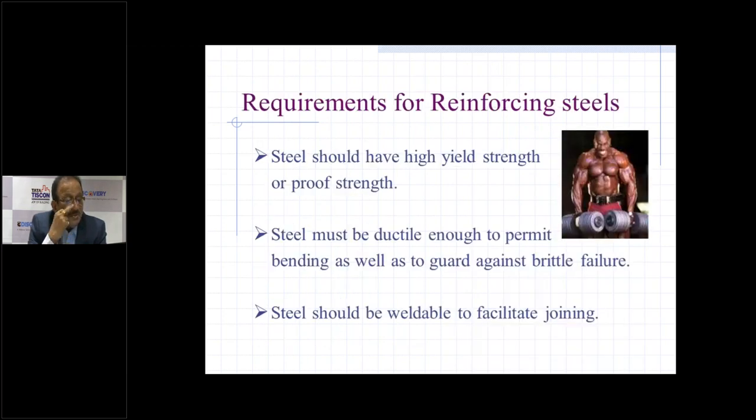What are the requirements for reinforcement steel? Number one, steel should have high yield strength or proof strength. Number two, steel must be ductile enough to permit bending as well as to guard against brittle failure. We cannot accept brittle failure in steel. It should be ductile, and steel should be weldable to facilitate joining. Many times this reinforcement is to be welded also. Many consultants recommend it in particular situations. Normally we tie the steel with binding wire, but in many situations welding is also recommended by a few consultants. So steel should be weldable.